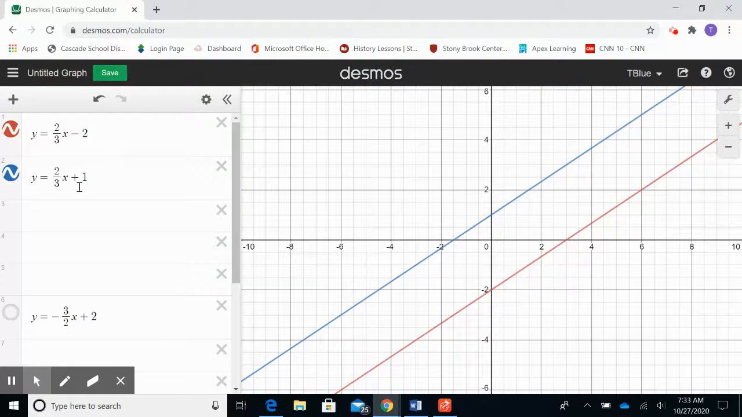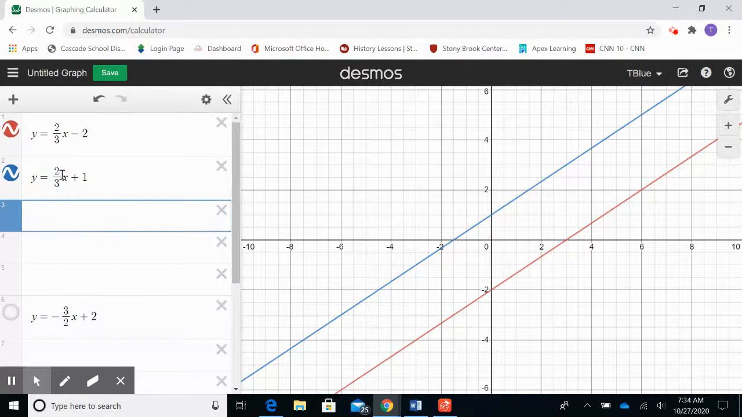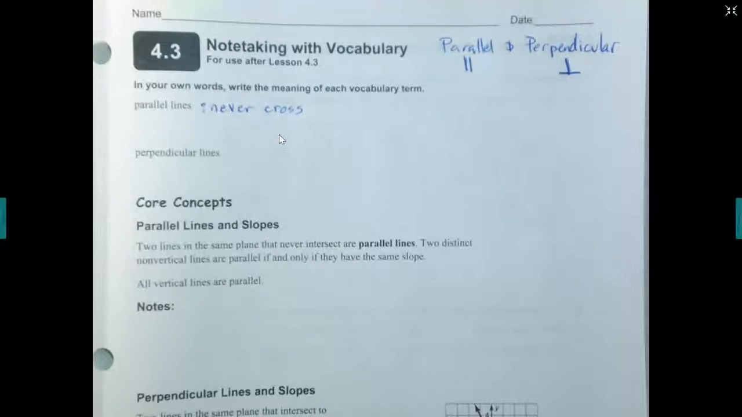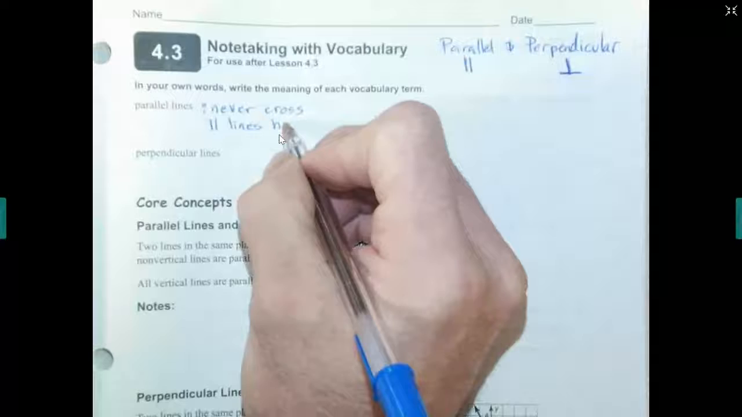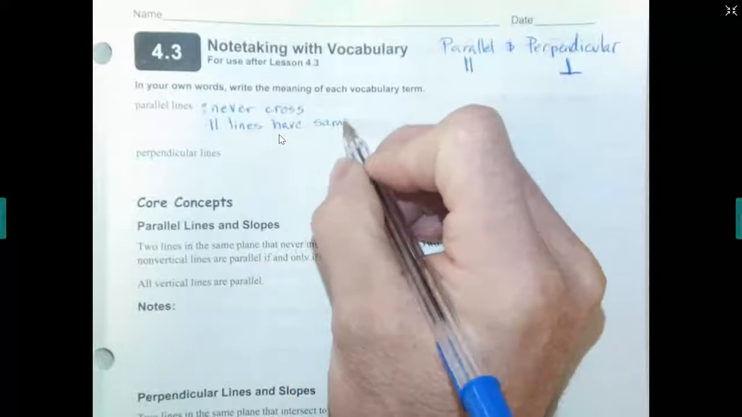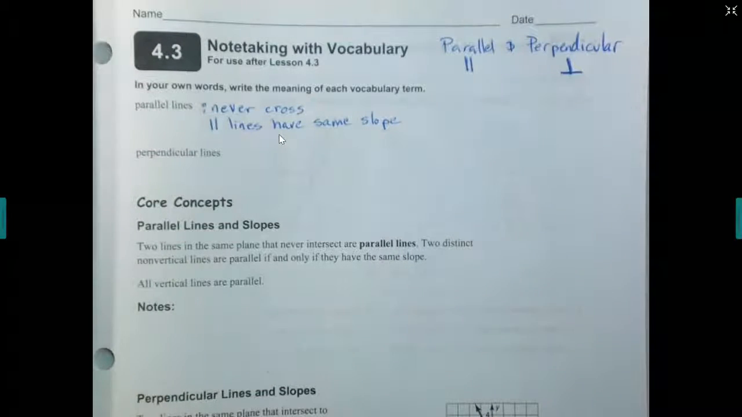This red line here is y equals 2/3 x minus 2. And this blue line here is y equals 2/3 x plus 1. What do you notice about the slope of both of those lines? The slope is the same. We have 2/3 and 2/3. So another thing with parallel lines is that parallel lines have the same slope. If lines are parallel, they will have the same slope every time.